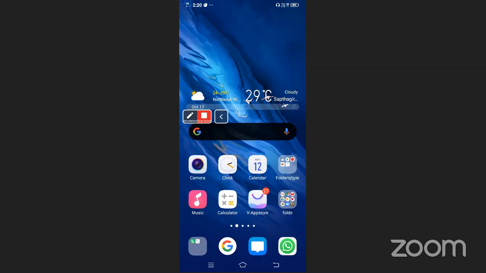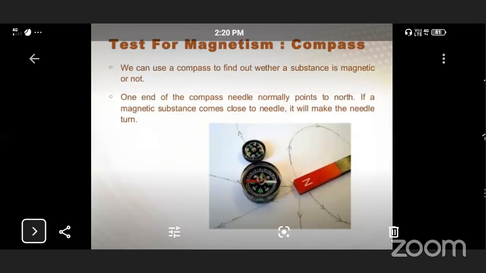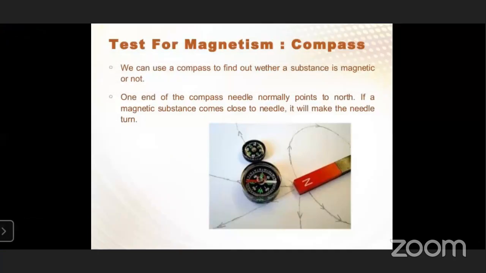Once again, I repeat. Children, I told you to get the iron filings from the soil, from the sand. Take those iron filings on the white sheet, and try to rotate the bar magnet below the sheet. Keep the bar magnet below the sheet and try to move it. When you are moving it, you will find what is happening. Okay, so that observation you have to note in the notebook.